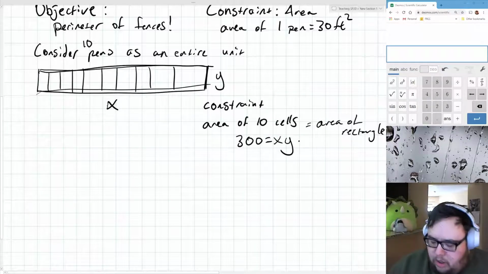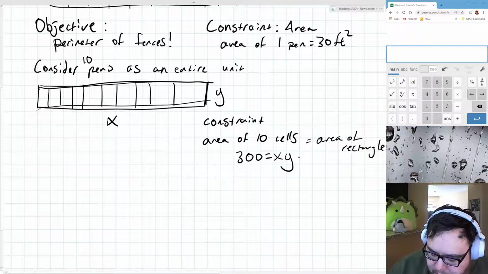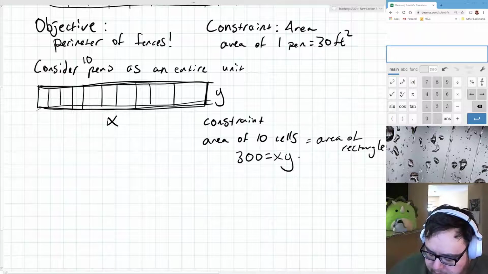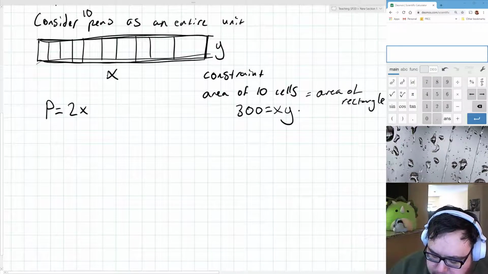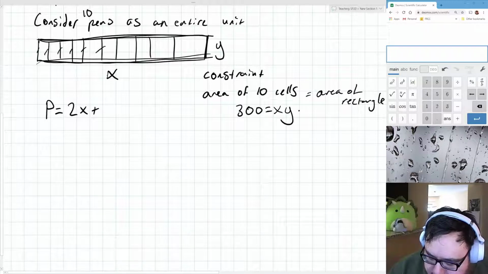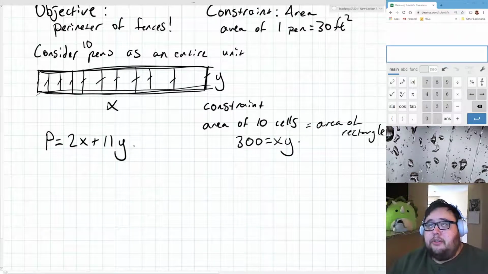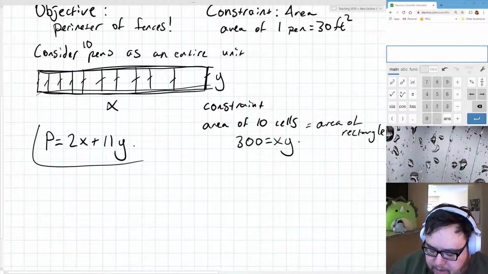And in this case, our objective equation will be the amount of fences we have of length x and the amount of fences we have of length y. So our perimeter will be 2x plus 11y, because we have 11 lengths of fence of length y. And this is the thing we're trying to optimize.